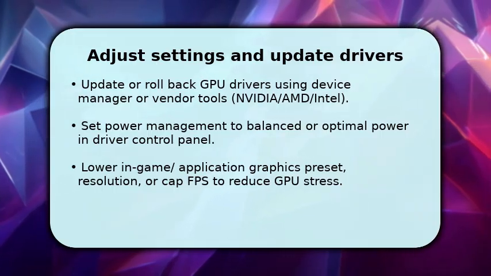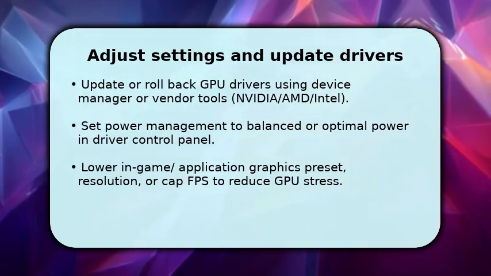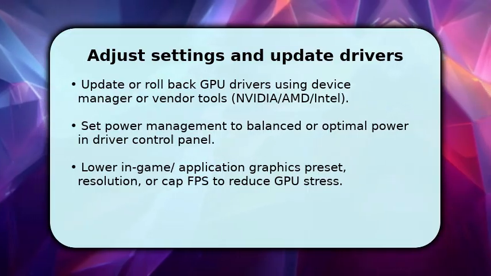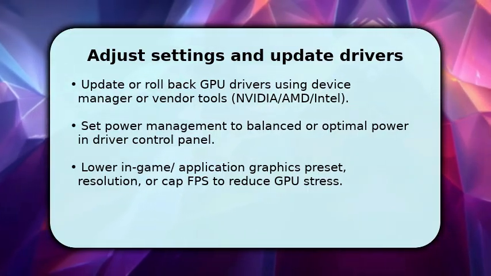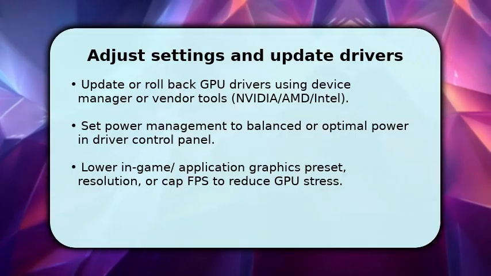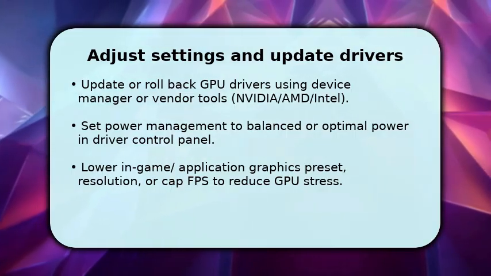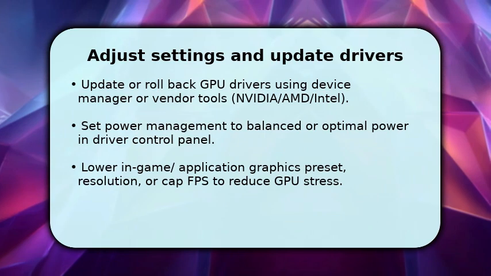For heavy apps, lower graphics presets, reduce resolution, or enable an FPS cap. These changes directly drop GPU compute and thermals. Once done, restart the app and monitor utilization to confirm those settings reduced it.